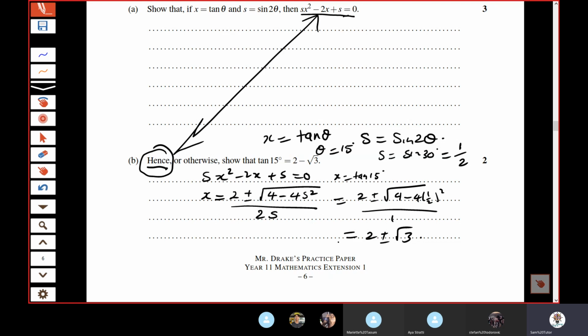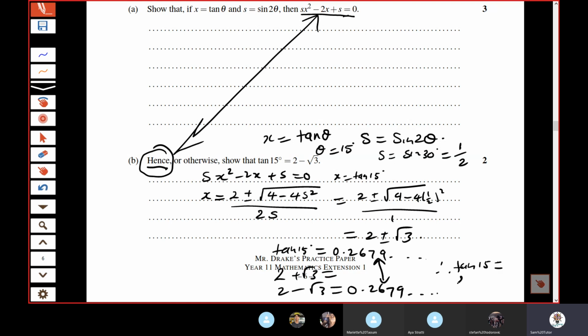And then you're just going to write tan 15 degrees equals 0.267, let's just say 9, blah, blah, blah. 2 plus root 3 equals, and 2 minus root 3 will be 0.2679. So therefore these two are the same. Therefore tan 15 equals 2 minus root 3. Do you understand that?